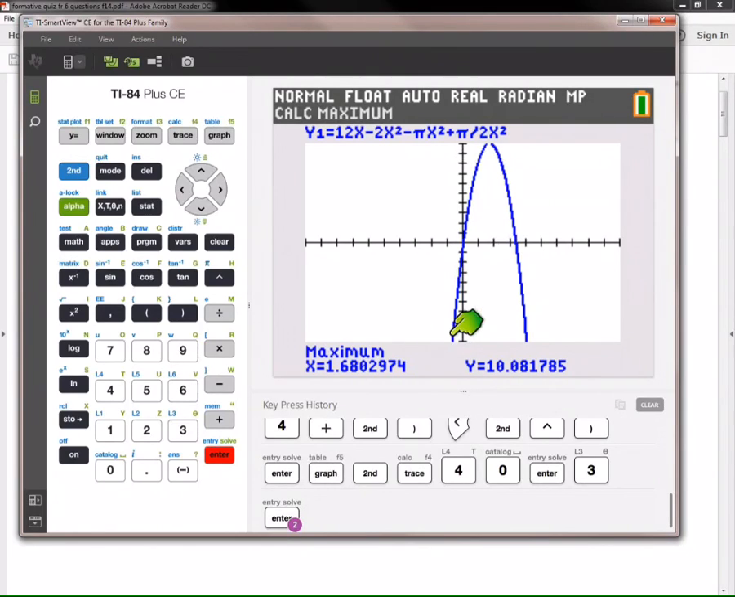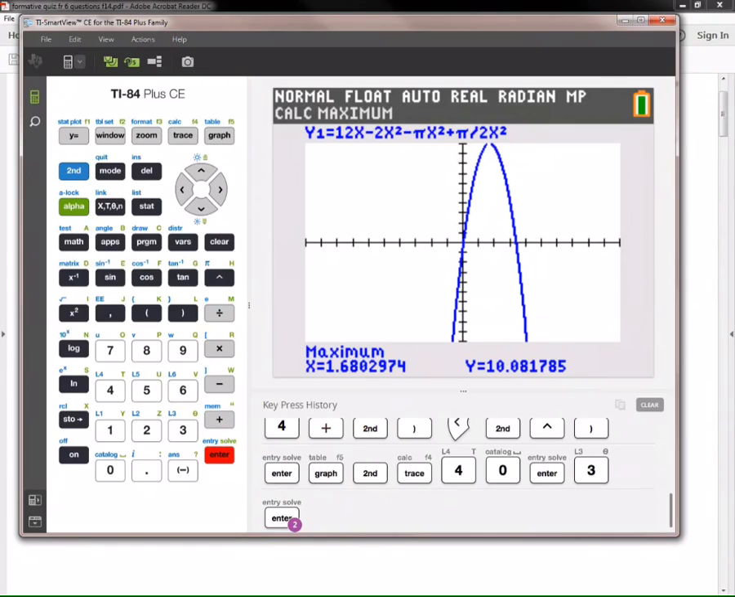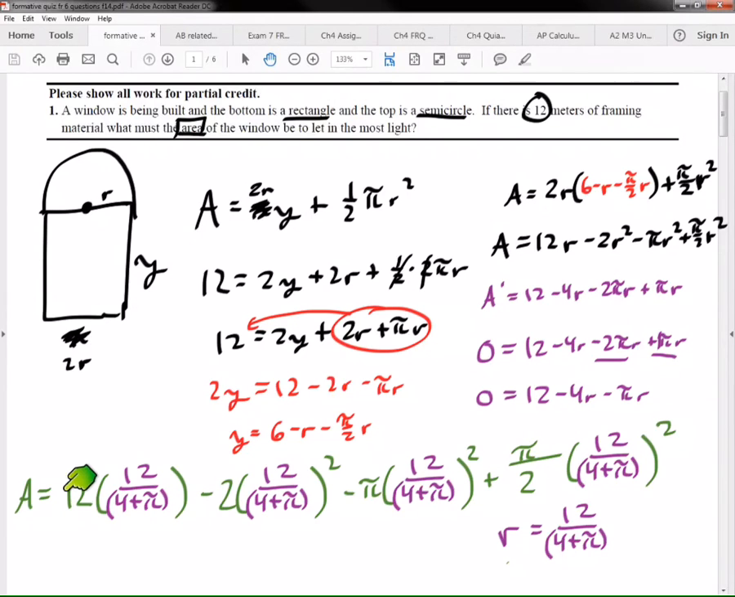And actually your calculator gives you your area also. So when you plug your answer into this guy right here, you should get that same answer. Yeah, so that's your area. The area is 10 point something. So this is what it would look like if you plugged in that r. It's pretty nasty. Okay.